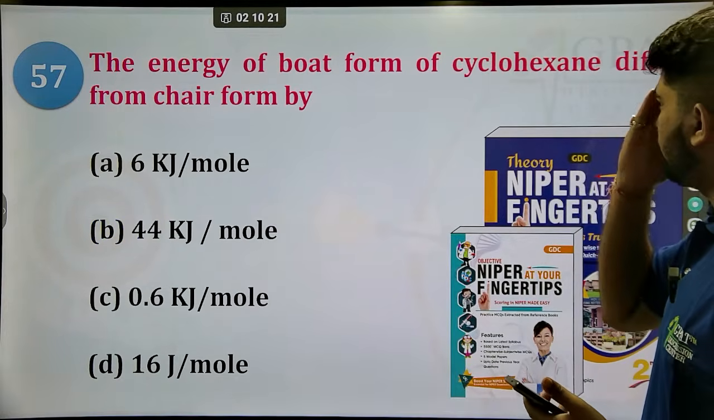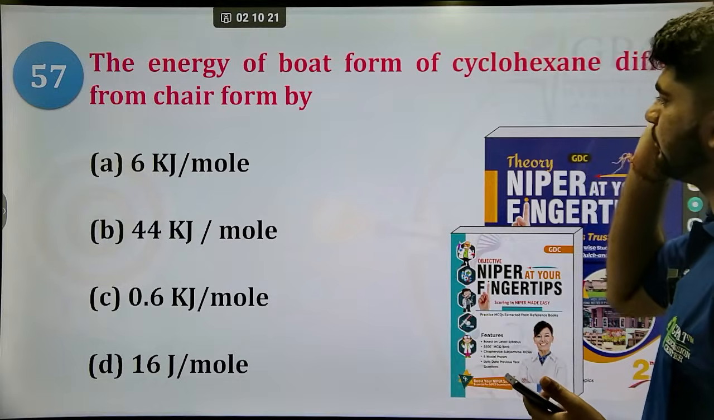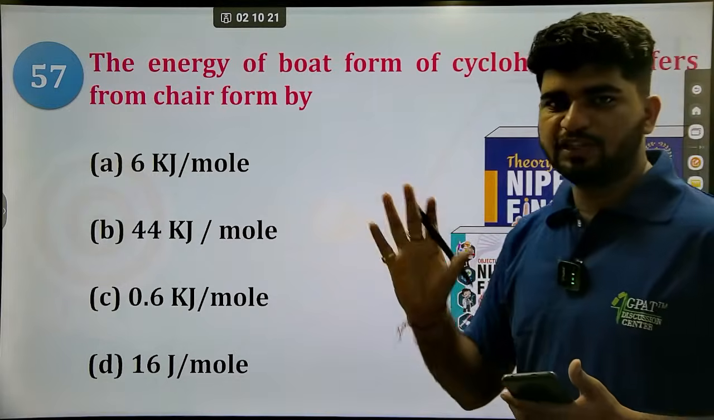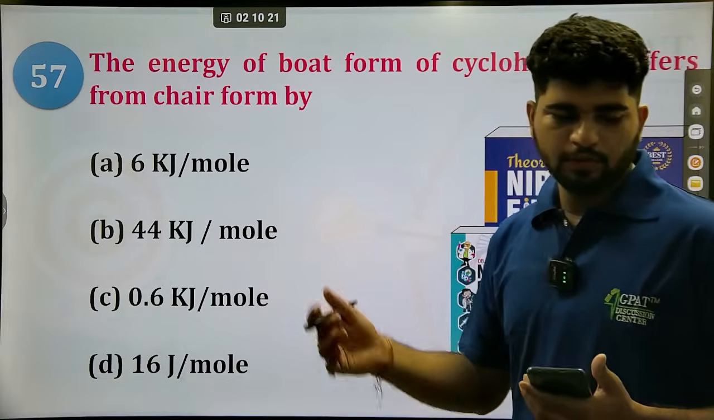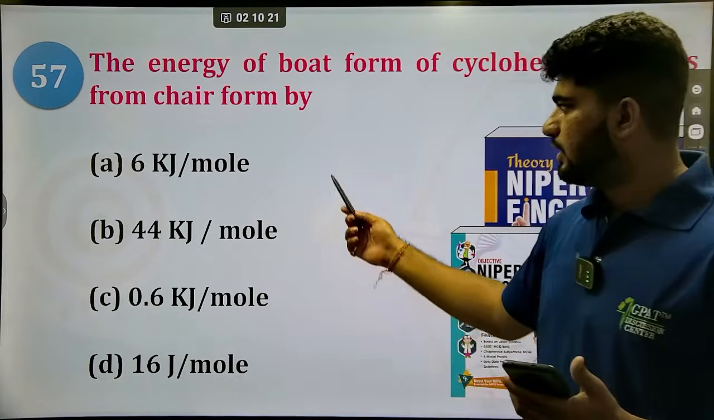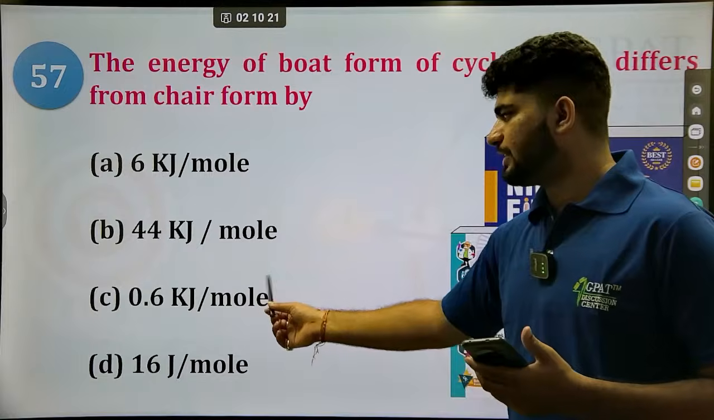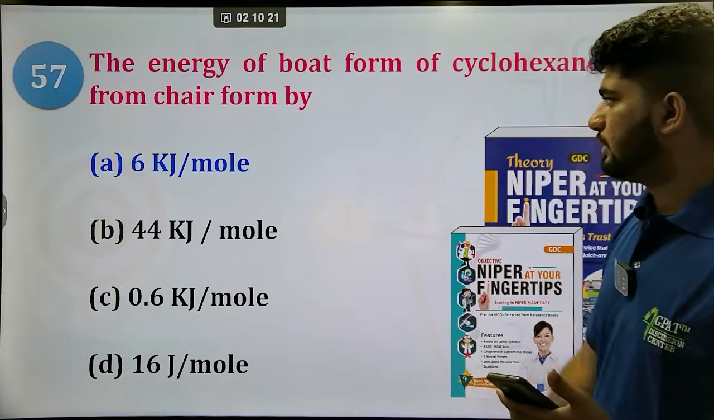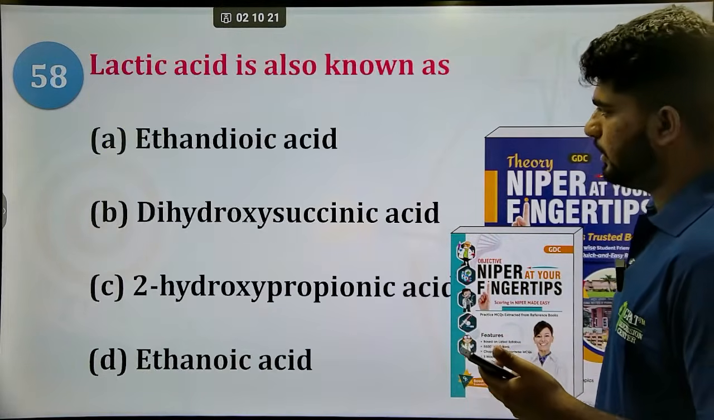The energy of the boat form of cyclohexane differs from the chair form by how much? What is the difference between the chair form and boat form? That is 6 kilojoule, 44 kilojoule, 0.6 kilojoule, or 16 joule. Yeah, that is your 6 kilojoule per mole.